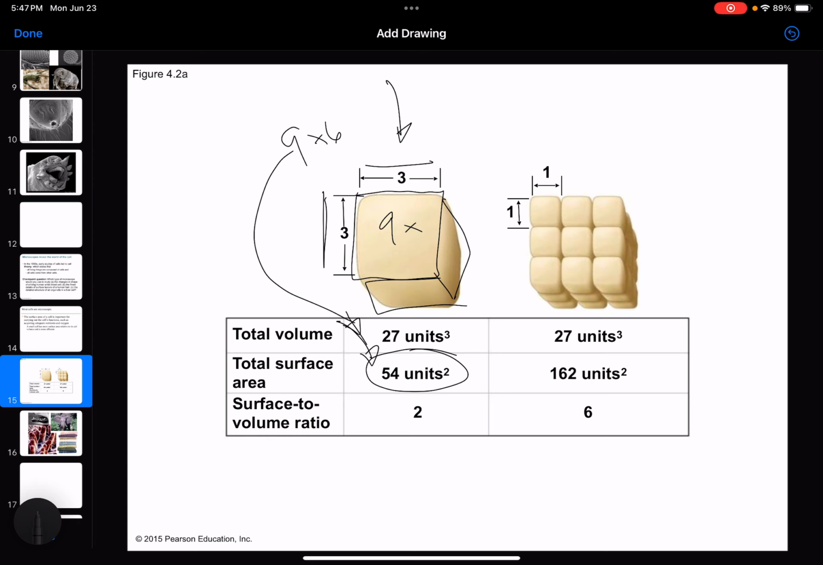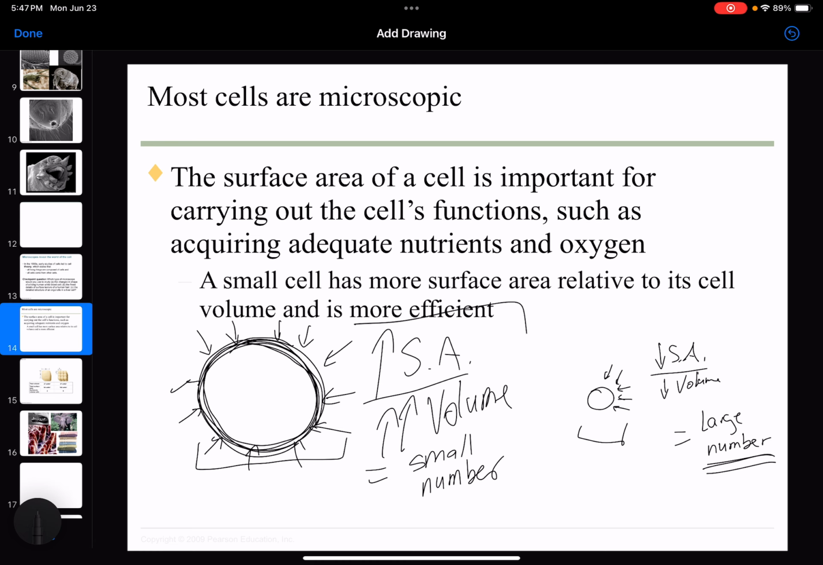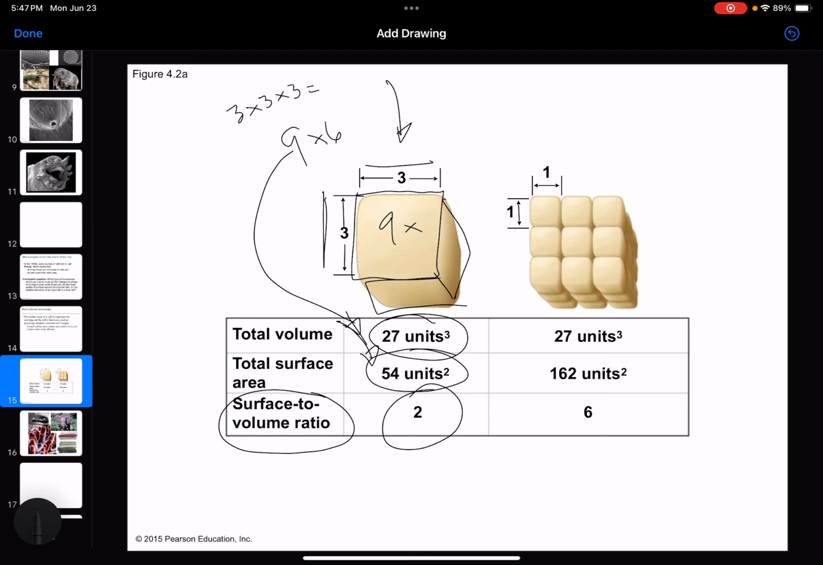Now, what is the volume? Well, volume is length times width times height. So that's going to be 3 times 3 times 3, right? 3 times 3 is 9 times 3 is 27. And now if you take the surface area, 54, and divide it by 27, you get a value of 2. That's the surface area to volume ratio. Surface area divided by volume gives you a ratio, and in the case of a large cell, it's a small value.